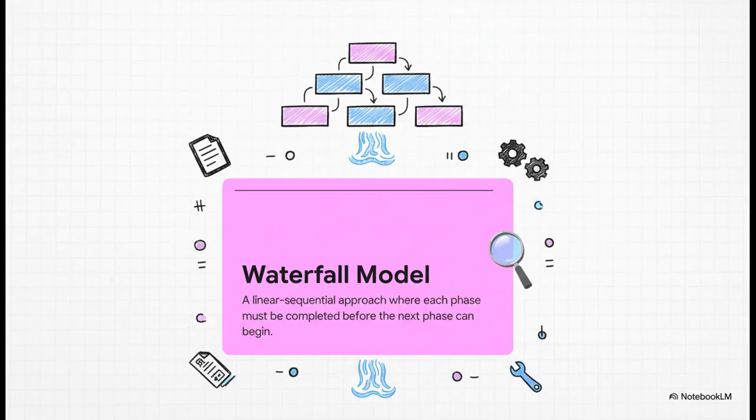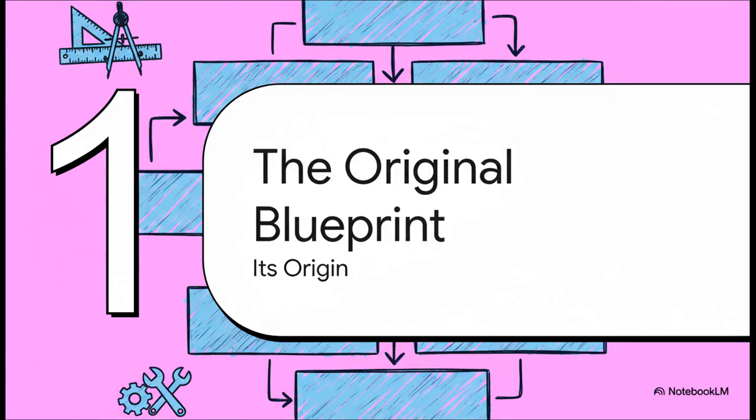So the official term is a linear sequential lifecycle model. Now, that's a mouthful, but it tells you everything you need to know. It's a straight line. Each phase has to be 100% complete before the next one can even start. And just like a real waterfall, there's no going back upstream. So where did this super structured idea even come from? Let's take a look at its origin.